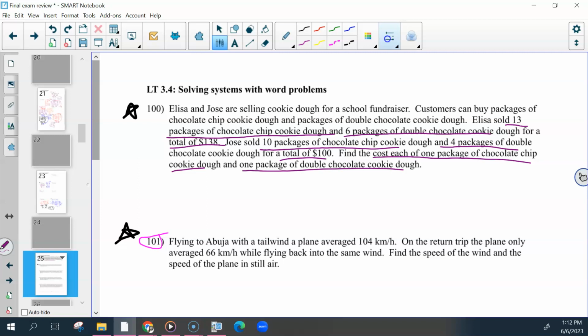So before we do anything else, we need 2 variables. The question is going to help you with that. The cost of each type, so you can call it C and D, X and Y, whatever you want. It just has to be 2 different variables. And we have to be specific about what these represent. So our question said cost of, so that would be what these are defined as. Cost of chocolate chip cookie dough and cost of double chocolate cookie dough. That's a mouthful.